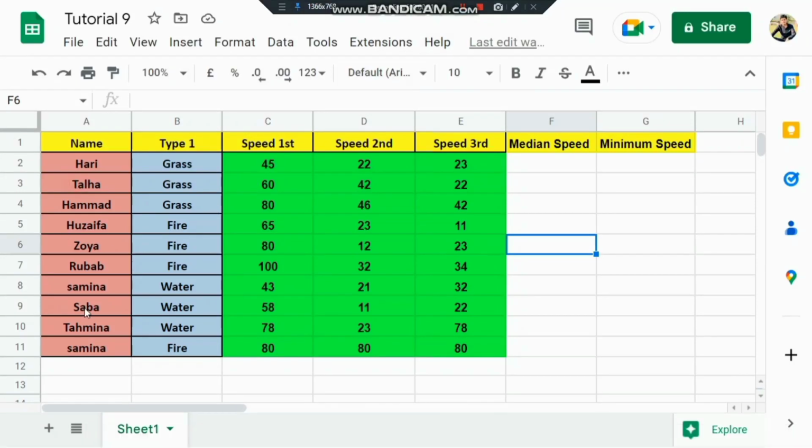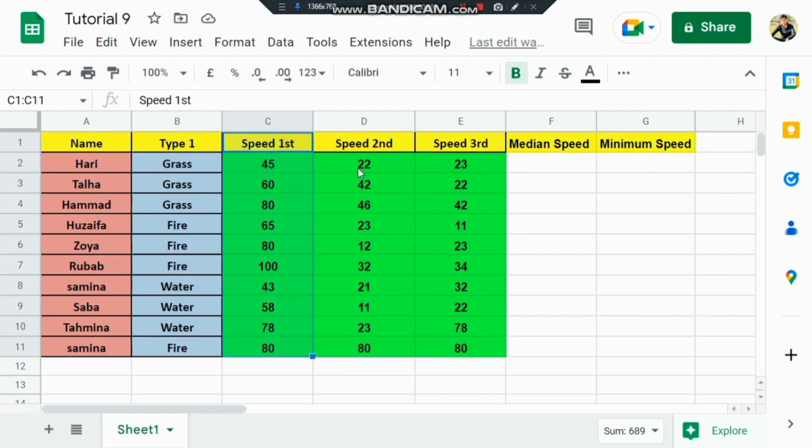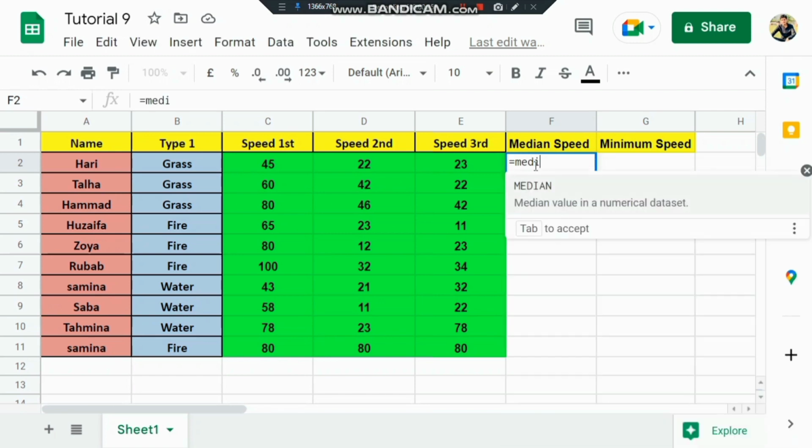The examiner asks a question in an interview: these are the names, these are the types, and these are the speed of the first day, the speed of the second day, and the speed of the third day. So you have to calculate the median speed and who has the minimum speed. There are three speeds, the first, second, and third day. Since three days' speeds are given, we have to calculate the median.